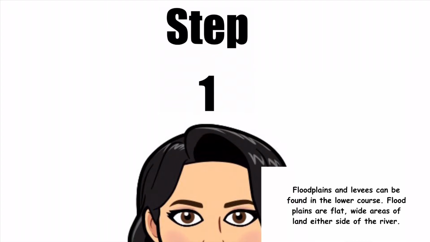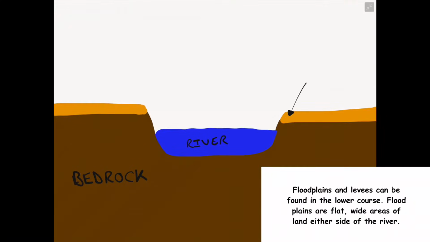So if we get started with the formation of this feature first of all. Step one in the formation of a floodplain and levee is the understanding that floodplains and levees can be found in your lower course, your lowest part of your river towards the mouth. Floodplains are very wide and flat areas of land either side of the river where we have silt deposits, which is basically sediment building up.